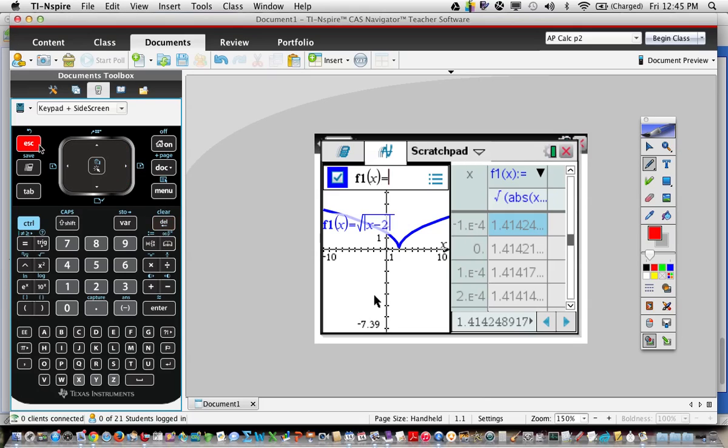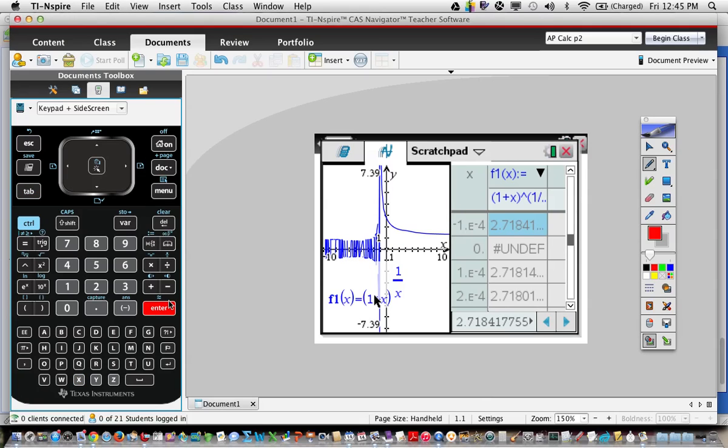All right. Now, so we got parenthesis 1 plus x raised to the fraction 1 over x. I like talking about this one because there's some cool stuff going on with this one. This is a really cool function. Number one, look at the graph. I mean, it's got all kinds of crazy stuff going on. But we're only looking at when x gets close to 0.